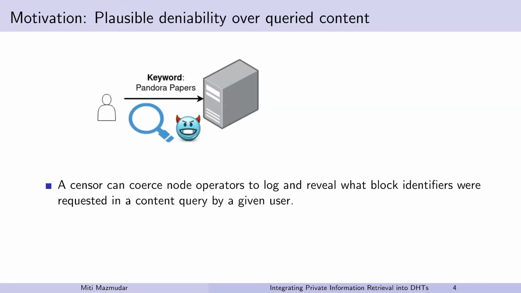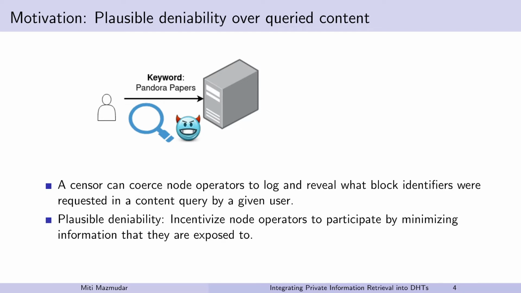So consider IPFS node operators who may store sensitive content and are in a censor's region of influence. These node operators may be compelled by the censor to reveal what block identifiers were retrieved in a content query by a given user. For example, consider a censor who requires node operators to log content queries in plaintext form and forward them to the censor. A censor may consequently harm users who query for blocks corresponding to prohibited content.